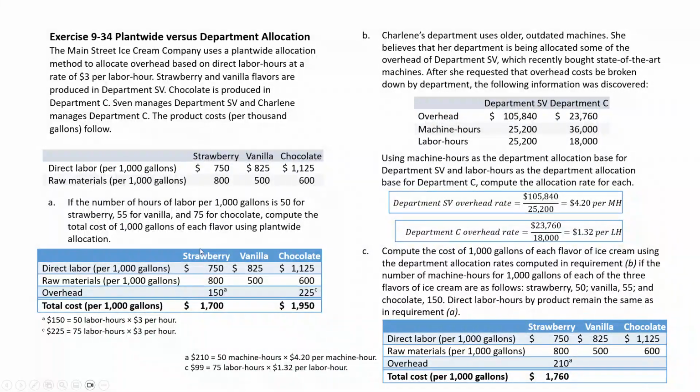So we need to go back to part A and pull the number of labor hours that they indicate for chocolate, and that's still going to be 75. So 75 times $1.32 is $99 of overhead applied based upon the departmental rate, plus the raw material 600 and the direct labor 1,125. And Charlene was on the right track. Now, for chocolate, the cost has dropped from 1,950 to 1,824. I'm going to let you do vanilla on your own.